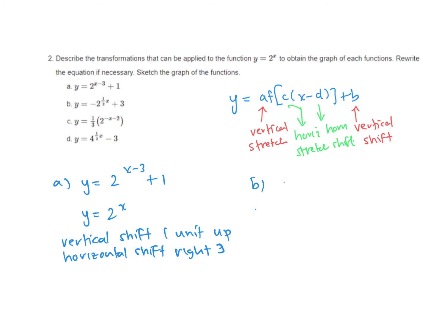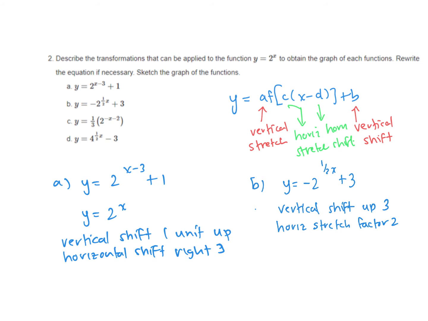If we look at b, we have y equals -2 to the 1/2 x plus 3. So this has a vertical shift up 3. It has a transformation applied to the x, the half. So the half is going to be a stretch or compression. And remember, it's going to be the opposite. So it will be factor 2. So the half is going to make it a factor 2.